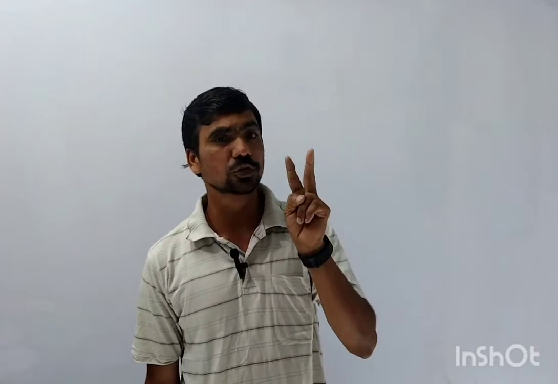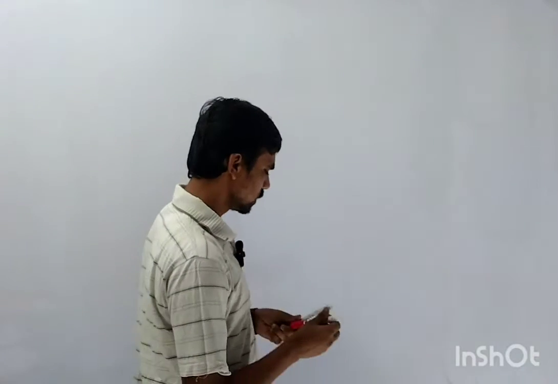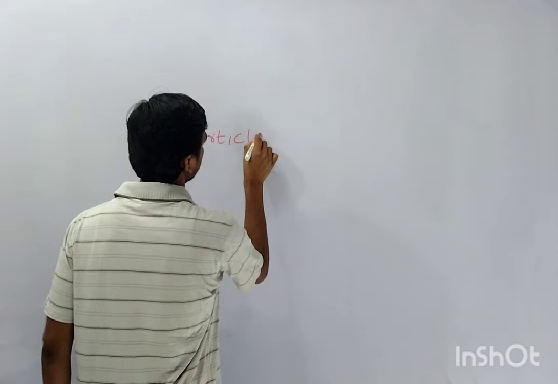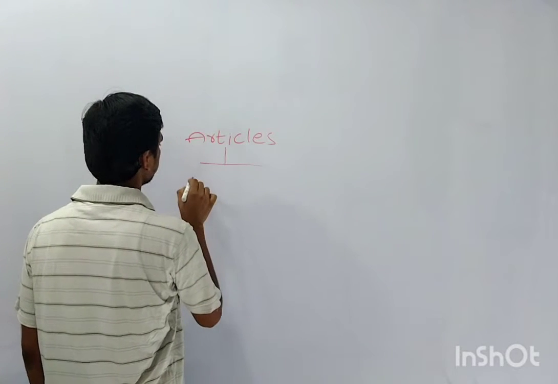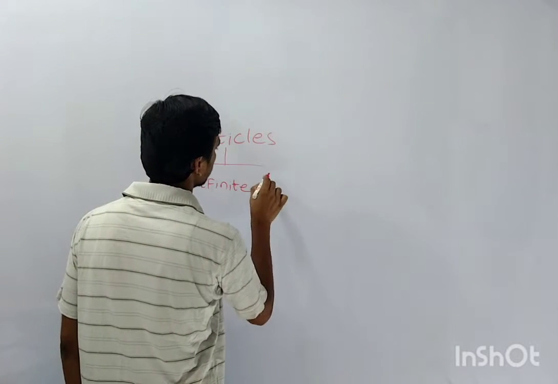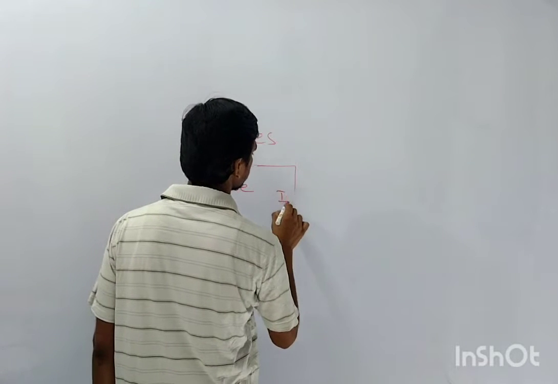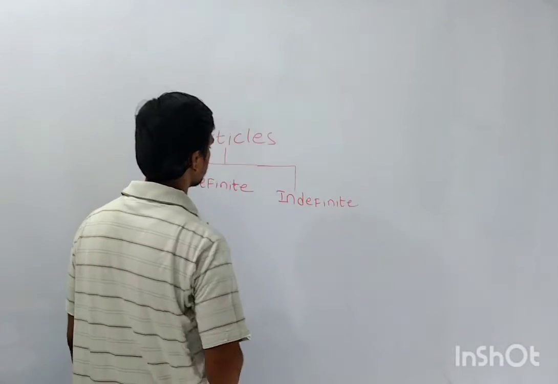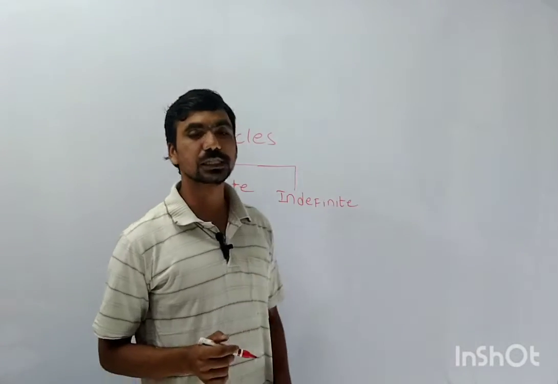There are two types of articles. Dear friends, again I'm repeating, there are two kinds of articles. The first is the definite article, and the other is the indefinite article.